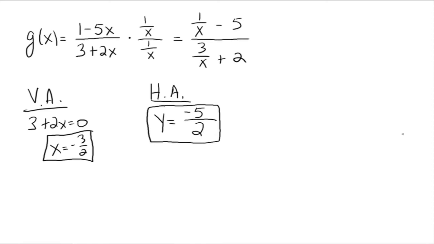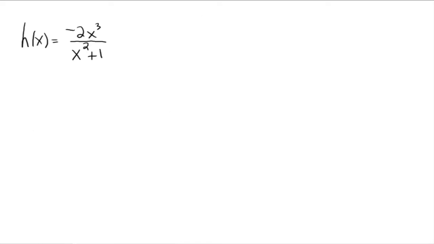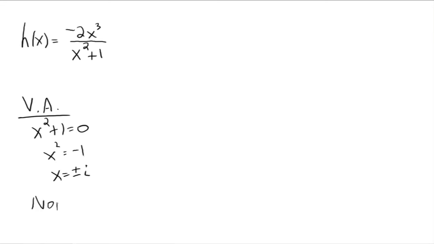Okay. All right, so let's try another one. All right, h of x equals negative 2x cubed divided by x squared plus 1. So vertical asymptotes. So take your denominator, set it equal to 0. You get x squared equals negative 1. So x equals plus or minus i. Since there are no real numbers that make the denominator 0, there's no vertical asymptote.